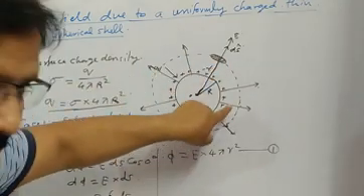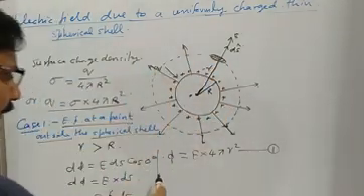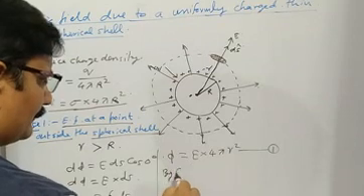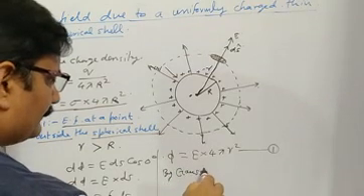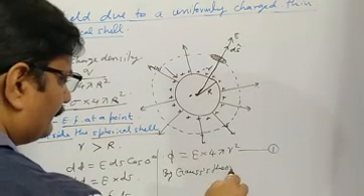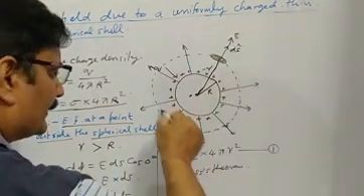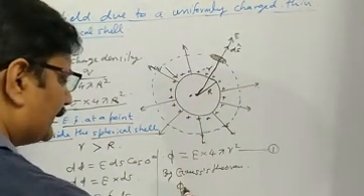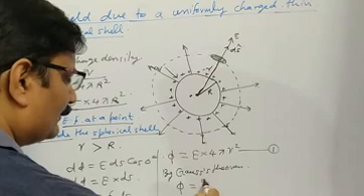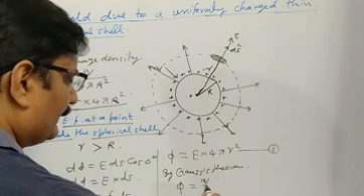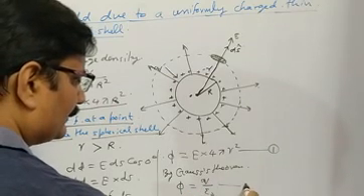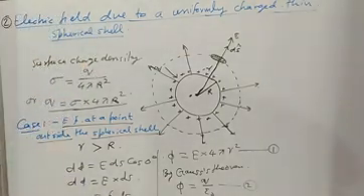Now you can see the total charge present on the surface of the spherical cell is lying inside the Gaussian surface. So here we can apply Gauss theorem. By Gauss theorem, what is the total flux passing through the larger sphere? That is given as phi is equal to Q divided by epsilon naught. This is equation number 2.